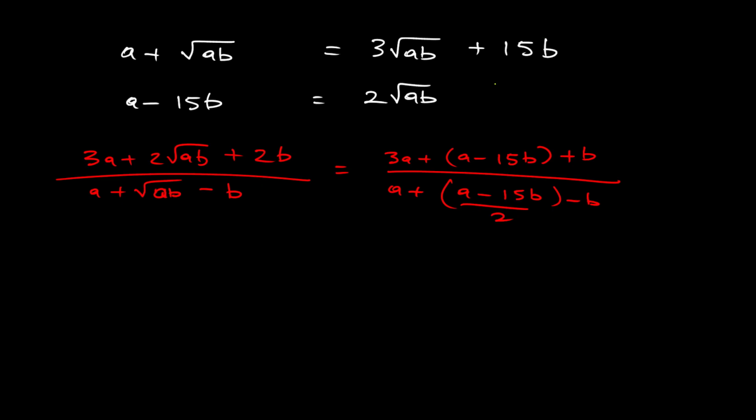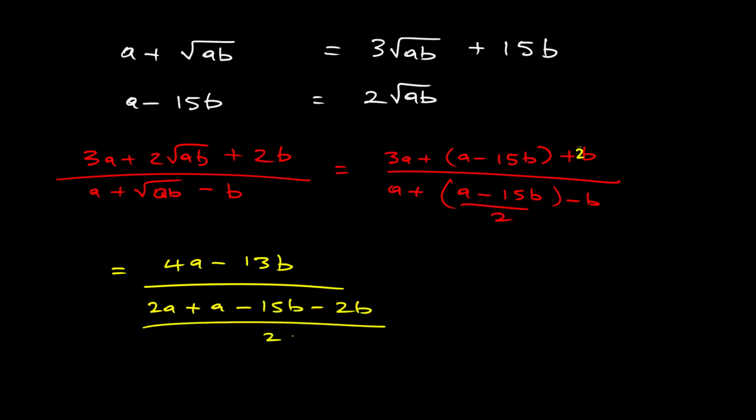All right, so let's simplify and see what we would get. We know that the b would be removed from here and the a's would add. So on the top, we would be left with 4a minus 14, wait, this is actually 2b. So this is 13b over, now 2 would be distributed throughout, so we would have 2a plus a minus 15b minus 2b over 2.